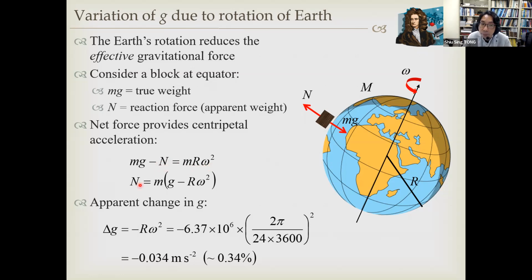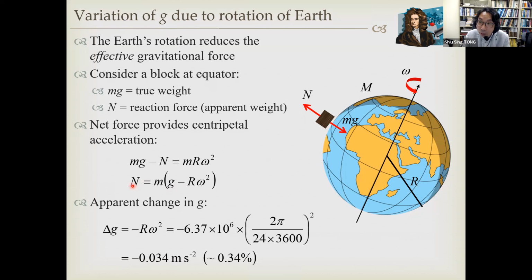And so I can solve for N. N is small m multiplied by g minus R omega squared. So effectively, you can see, if I measure the apparent weight of the object, this normal force is actually the apparent weight of the object. If you place the object on an electronic balance, this is the weight that you measure, because the electronic balance only measures the normal force acting on the object. It cannot measure the actual gravitational force. What it can measure is the supporting force exerted on the object.